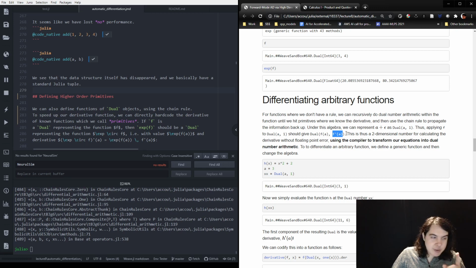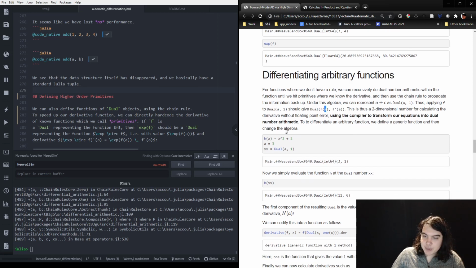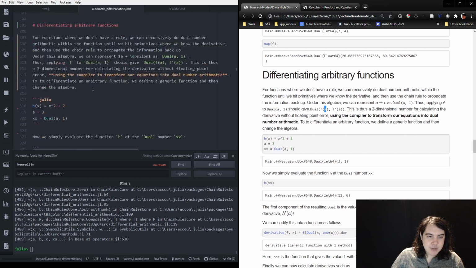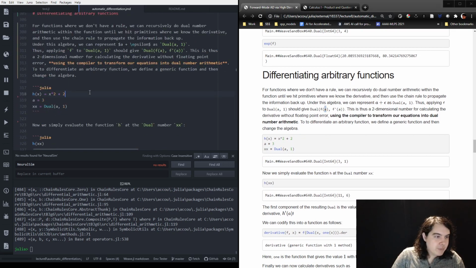So this is a two-dimensional number, but if we stick this into arbitrary functions, it will calculate derivatives. It will calculate the original output of the program, and it will calculate the derivative of the program with respect to the input value simultaneously, by changing the arithmetic. So let's actually see this in action, right? We've already defined enough portions to do this. So let's do this on the dual number that we've defined.